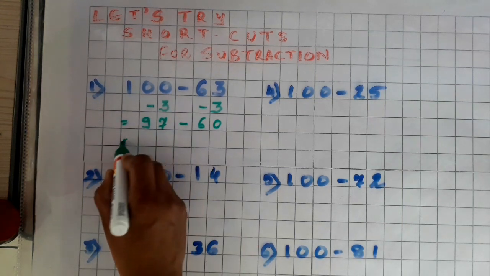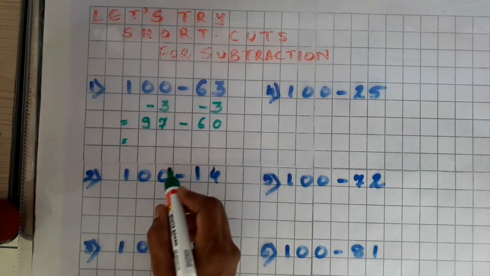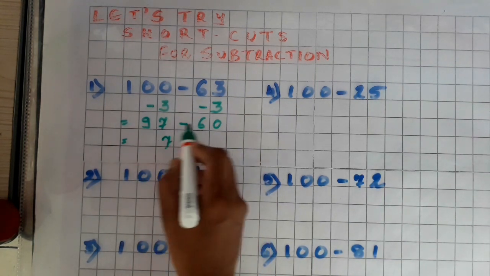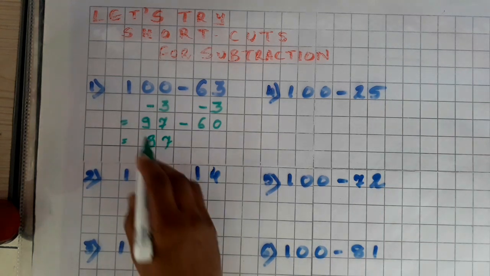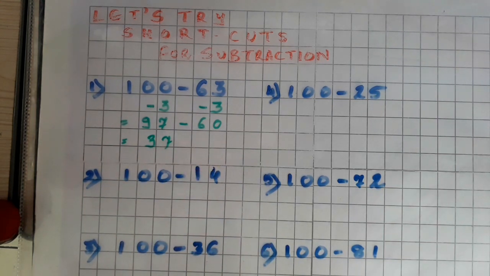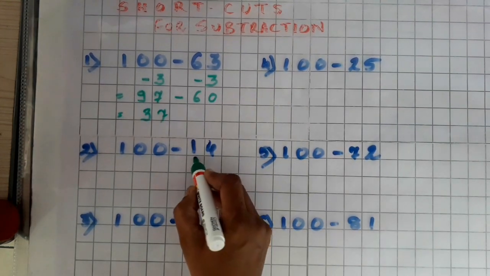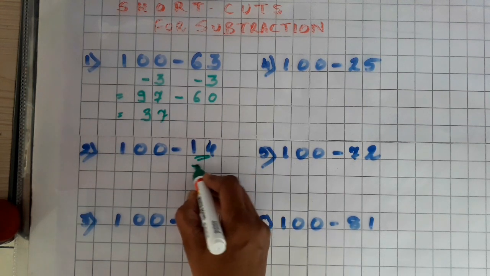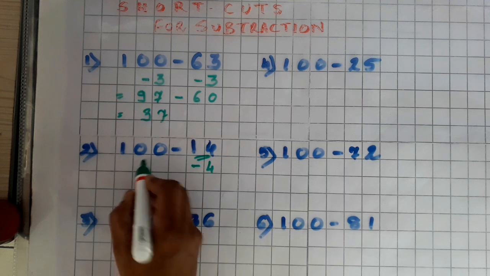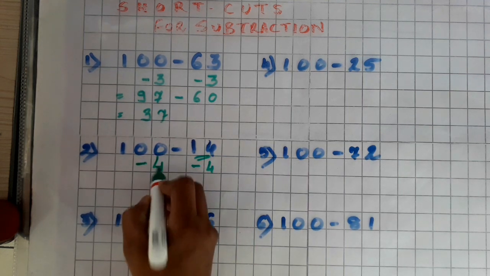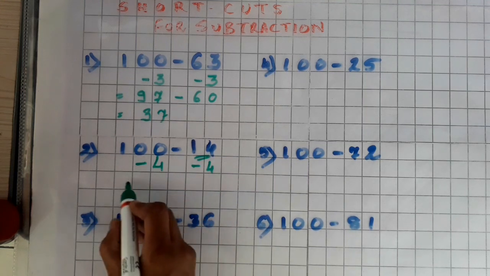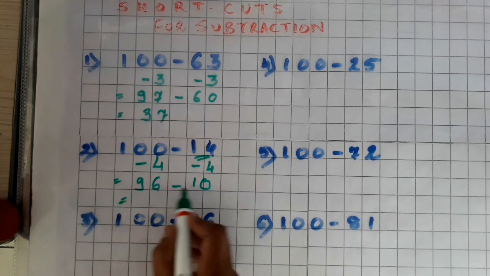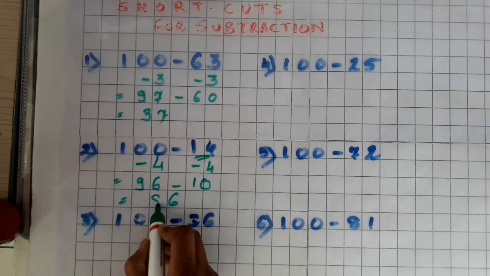Now as you know, when the number has zeros, we are very comfortable subtracting. So 7 minus 0 is 7 and 9 minus 6 is 3. Now coming to the next question, 14 is nearer to 10. So I want 10 over here. So I should subtract 4 from this number, and a similar number is to be subtracted from the first number. So I have here 96 and now this becomes 10. So 6 minus 0 is 6 and 9 minus 1 is 8.